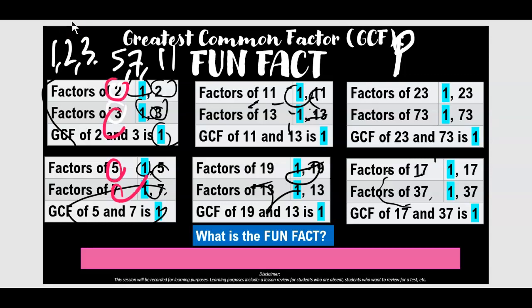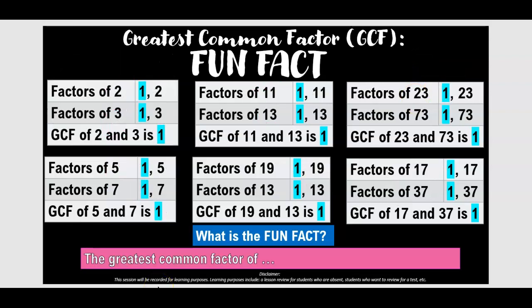2, 3, 5, 7, 11. And yeah, these are all prime numbers. So the greatest common factor of two prime numbers, it could be more than two, it could be like a million prime numbers, is always going to be one.